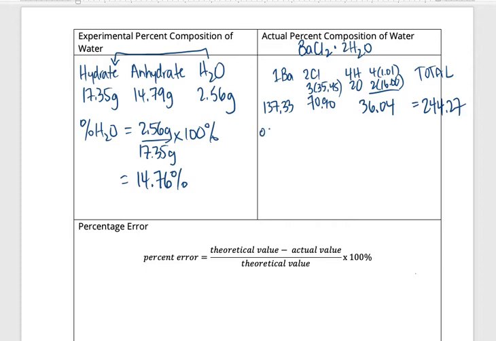So now, if I'm finding the percent composition of water, and this is the total of everything, I'm going to take just the water, and I'm going to divide by the actual total, like the total molar mass. Okay, so why am I doing this? I'm trying to figure out, theoretically, this is what I should get for percent composition of water. So 36.04 divided by 244.27, and I'm getting 14.75%.